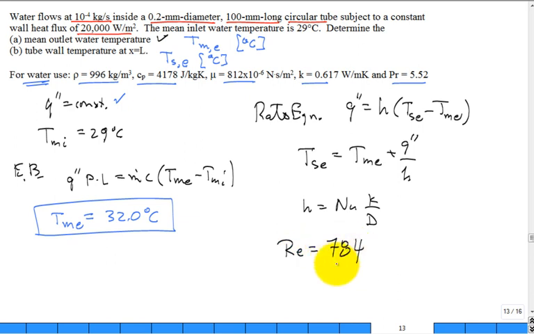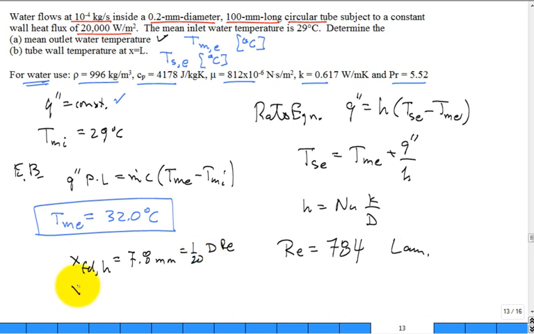When I calculate the Reynolds number, anybody get around 780? 1, 2, 3, 4, 5. 5 people did? 6? Okay. So this says laminar. You can check the length, but if you check the distance to be fully developed hydrodynamically, that comes in at about 7.8 millimeters. How do I get that? 0.05 times the diameter times the Reynolds number. That's not a large distance.